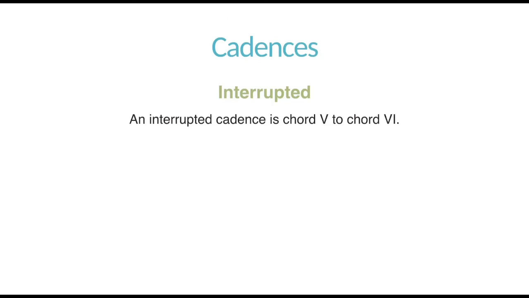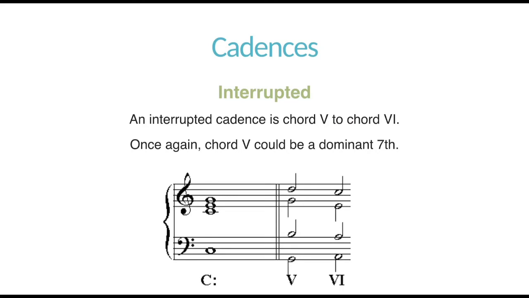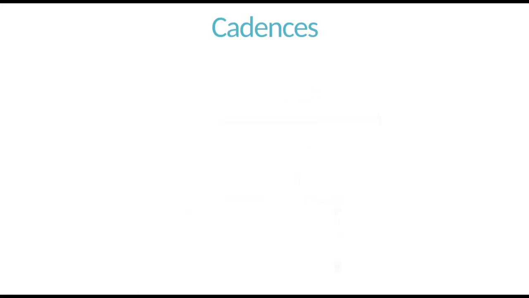An interrupted cadence doesn't finish on chord 1. So this will finish on chord 6. Again, chord 5, the preceding chord, could be a dominant 7th. Look at this music, we're in the key of C. Last chord, A minor, chord 6 in the key of C. Preceding chord, G. Chord 5 to chord 6. Interrupted cadence.